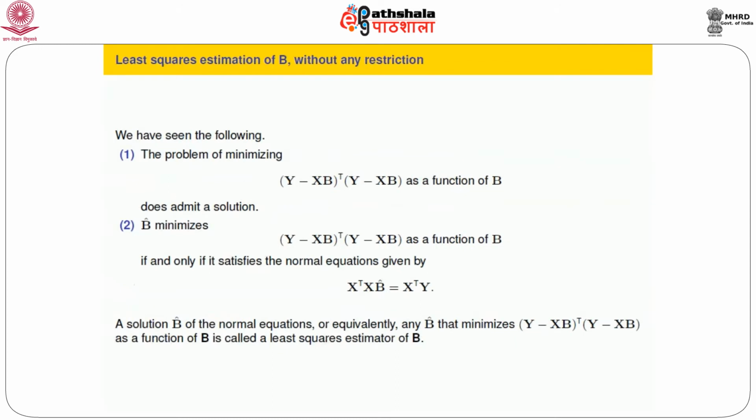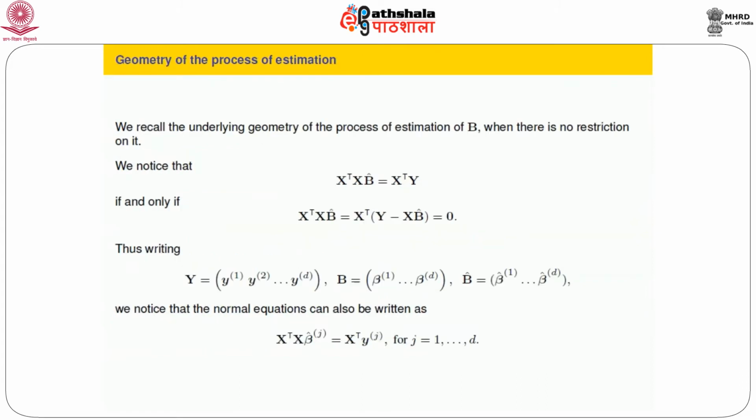So let's recall again what we have done. We have seen two aspects. First of all, this minimization problem does admit a solution. Number two, any B hat minimizes this with respect to the criterion we noted in the previous slide if and only if it satisfies X transpose X B hat equal to X transpose Y. So a solution B hat of this normal equation, or equivalently any B hat that minimizes this as a function of B, is called a least squares estimator of B.